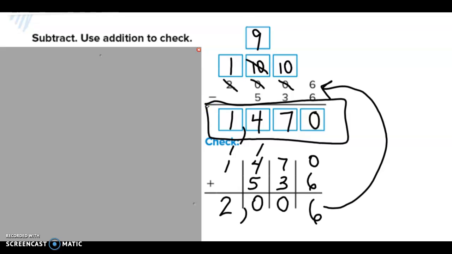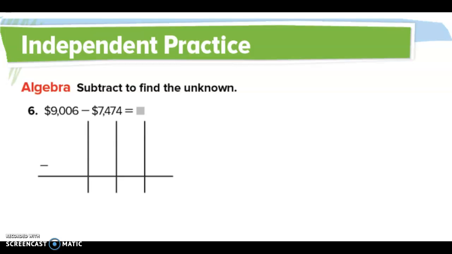Let's go to another problem. It says subtract to find the unknown, all right? This is a subtraction sentence, remember, because it's going sideways like when we read. So whenever you come to one of these, you're actually going to stack it up by place value in order to do the subtraction. So we have 9,006, I like to put the commas in, and 7,474. Okay, and we are subtracting to find this unknown. It just means we don't know the answer yet.